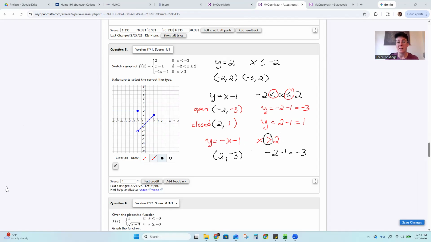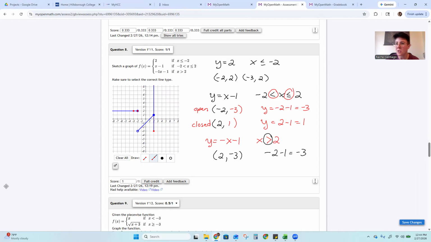So I will start at, and remember, you're going to use a line tool that goes towards infinity because there's no end point. It's all values for x greater than 2, so it must go towards infinity. So let's grab our line tool. We're going to start at the point 2, negative 3. So we have 2, negative 3, which is down here.